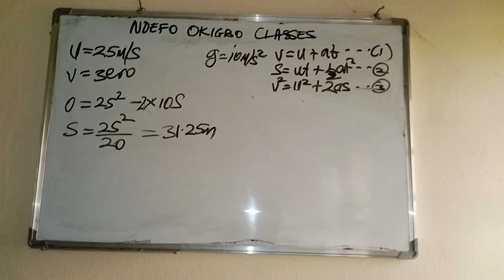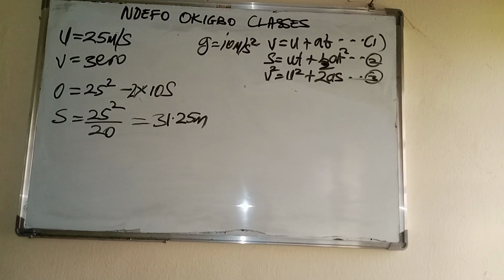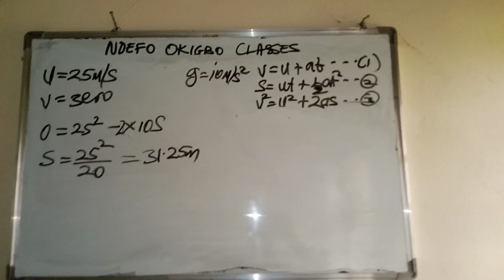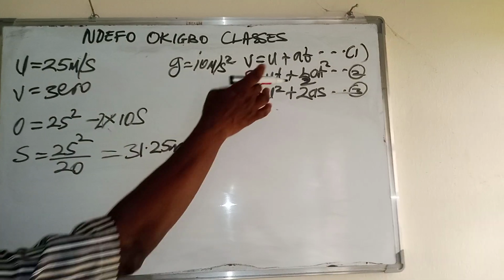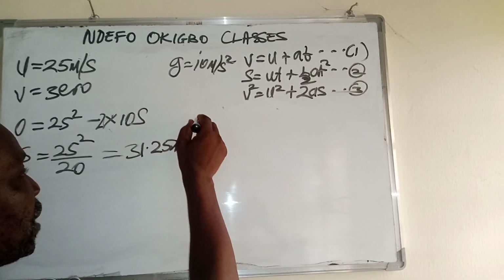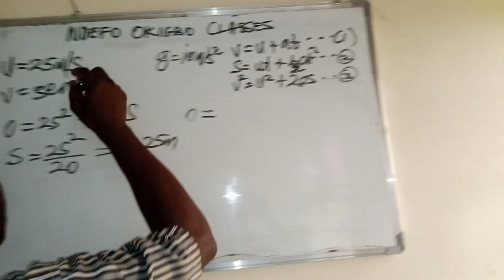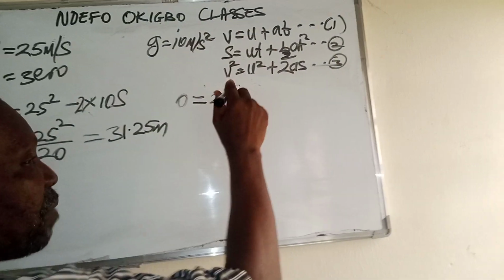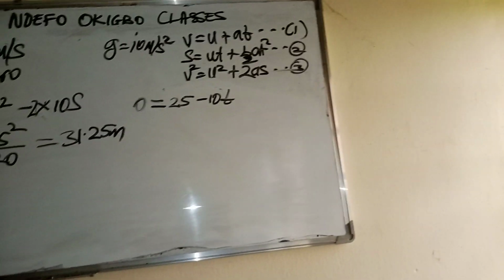So the first question says the highest height. The second question says the time for the ball to reach its highest point. We can use the first equation, because at the highest point, the velocity is 0. So v is 0, u was 25. Then minus, because it's against gravity, 10 times t.